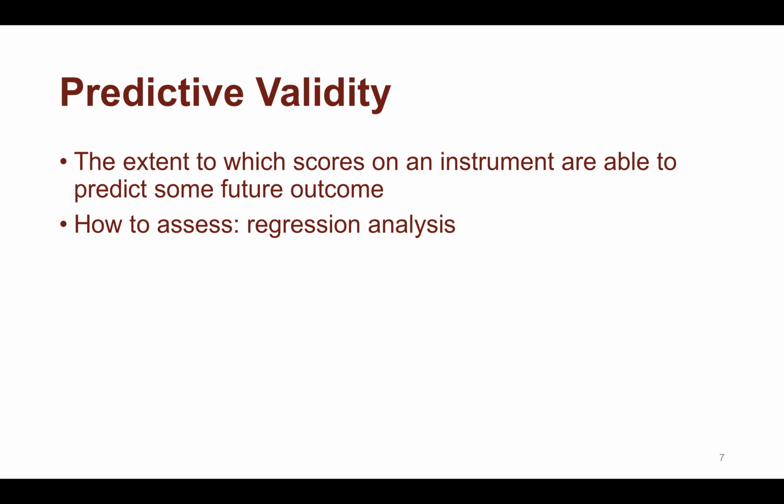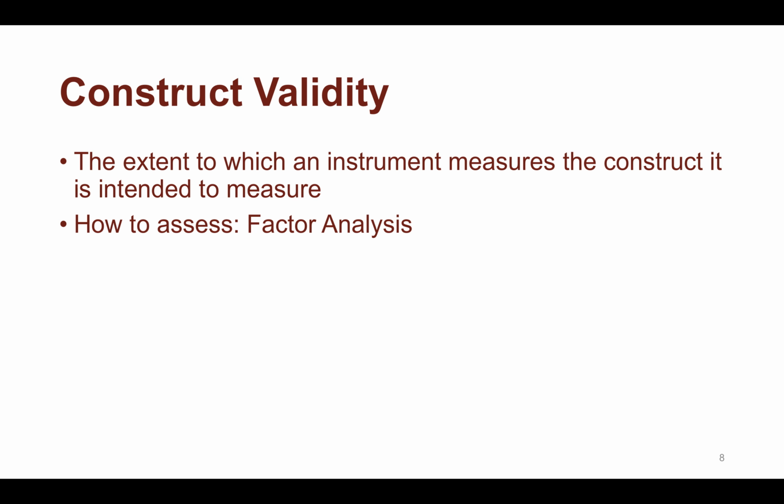Predictive validity is the extent to which scores on an instrument are able to predict some future outcome. And we can use regression analysis, which is a statistical method of prediction, to assess predictive validity. Construct validity is the extent to which an instrument measures the construct it is intended to measure, and we can use factor analysis to assess construct validity.